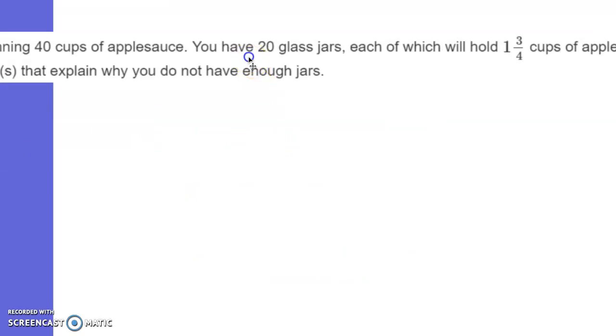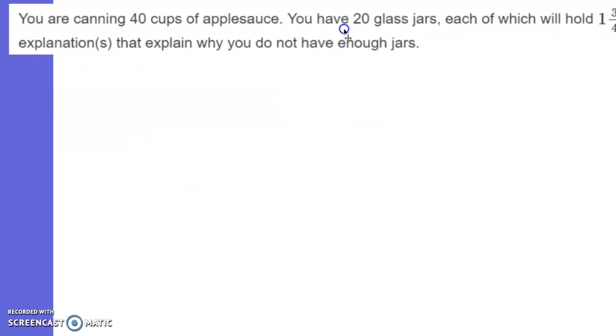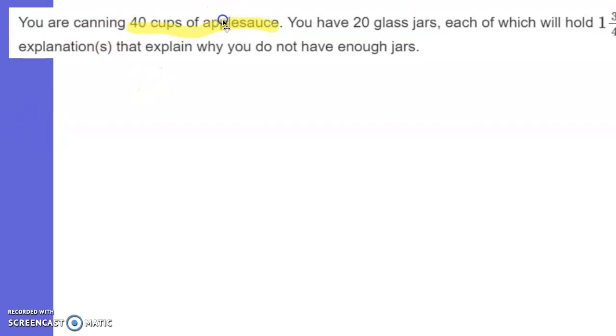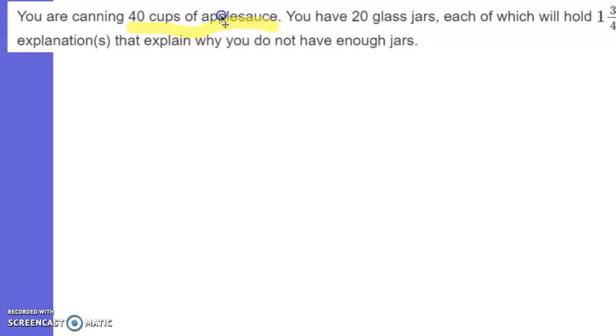All right, now you are canning 40 cups of applesauce, okay? And this would actually be really fun to do if you had some good apples, like if you went apple picking one day when all this corona is over, and then you have 20 glass jars. Each of the glass jars holds 1 3/4 of a cup, okay?